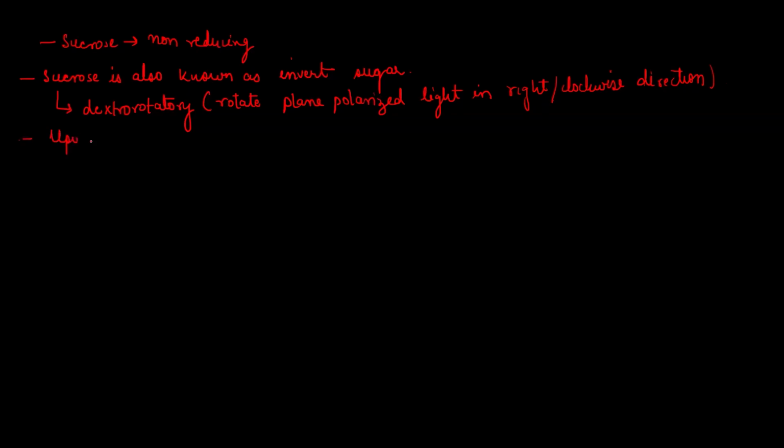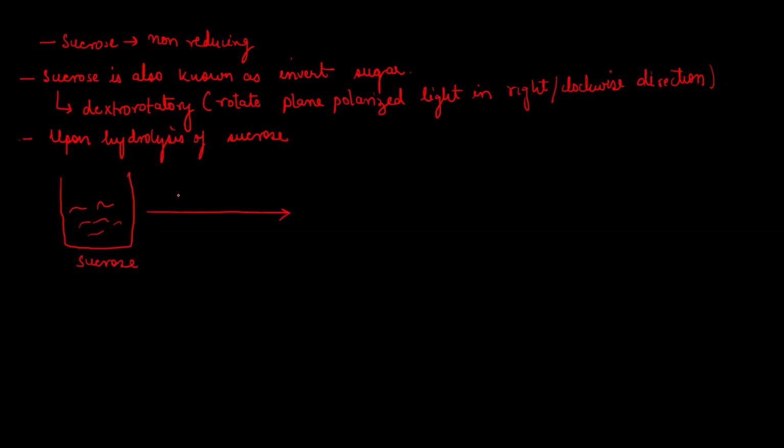So upon hydrolysis of sucrose, suppose this is your sucrose mixture. Now you hydrolyze it. If you do the hydrolysis of sucrose, what will be present in the mixture? The sucrose is made up of glucose and fructose. So the mixture will contain glucose plus fructose, that is alpha D glucose and beta D fructose.